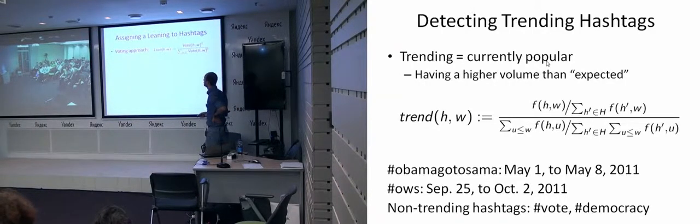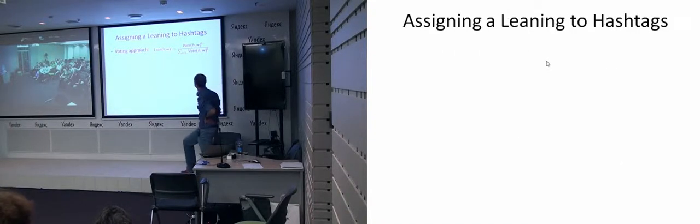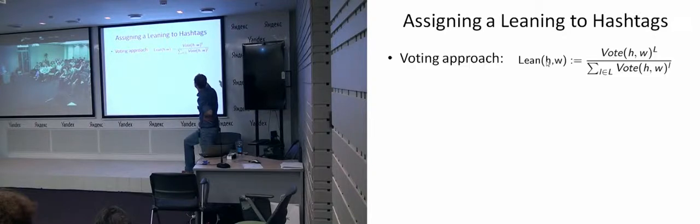Now, actually the most important part, I guess, is how do we assign a leaning. The basic approach is a voting approach, and I'll give you the formula for this in a second. We just see the leaning of a hashtag as the vote that the left gets out of the votes for either the left or the right.